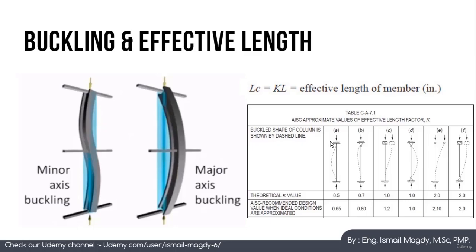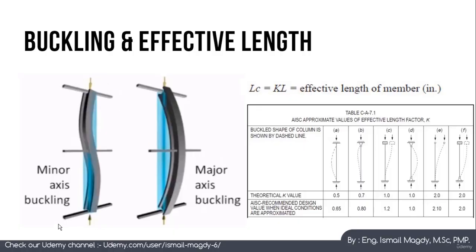If it is connected by fixed support from the top and fixed support from the bottom, K equals 0.5. If it is hinged and hinged, K equals 1. If it is fixed and free, K equals 2, and so on, as you can see here. And it is going to be multiplied by L, which is the unbraced length.